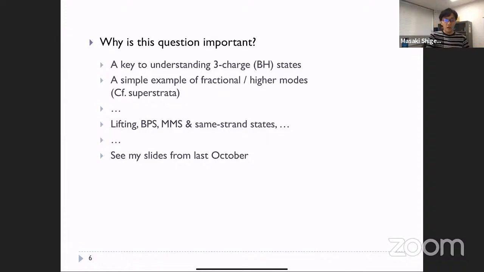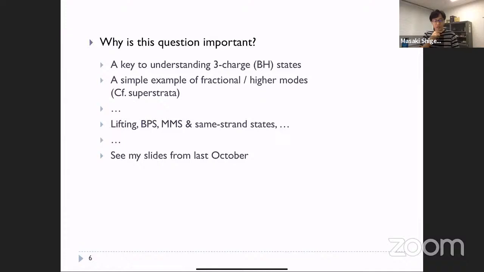And in superstrata that I mentioned, you only excite very basic kinds of modes, L-1 and J-J0, and also some supersymmetry generators. But there are more generators in the CFT, in particular something called the fractional and higher modes. And if you start to excite them, you're expected to get more typical black hole microstates. And this flowed strand is one of such higher modes.